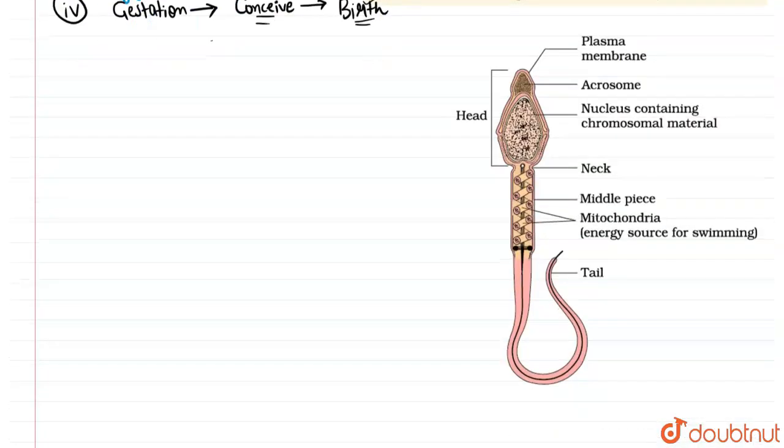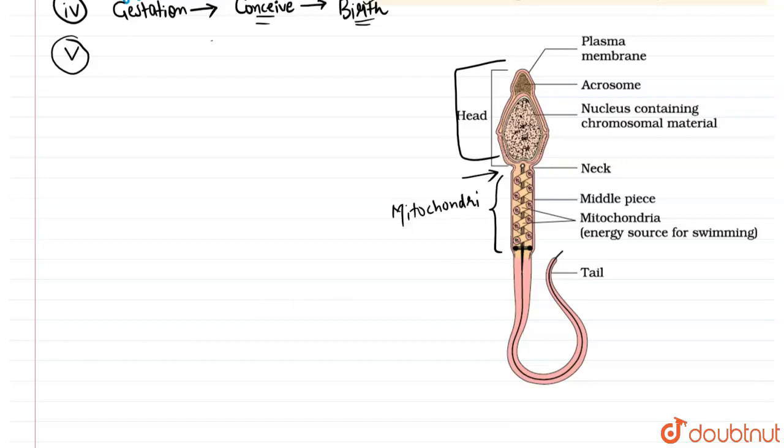All right. The last question says draw a neat and labelled diagram of a mature human sperm. So we have a diagram of a human sperm here. We can check that there are different structures in the human sperm. This region is the head region. This is the neck part. Here it is the middle piece. And this middle piece contains multiple mitochondria. Generally we see that there is only a single mitochondria, but here we can check that there are multiple structures like this.